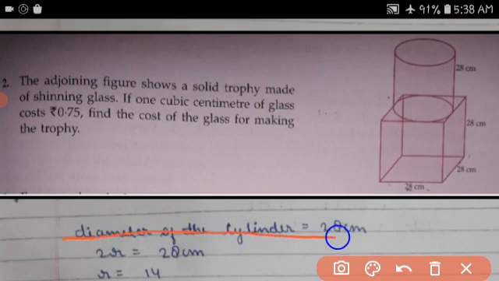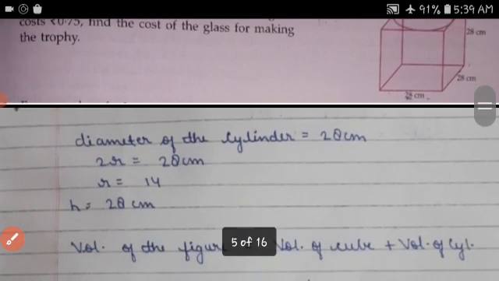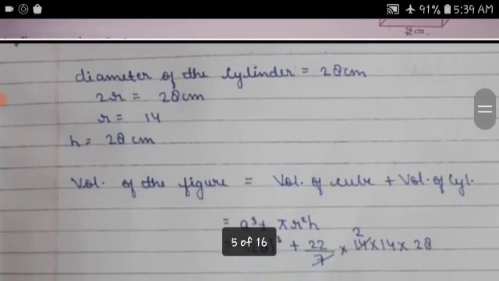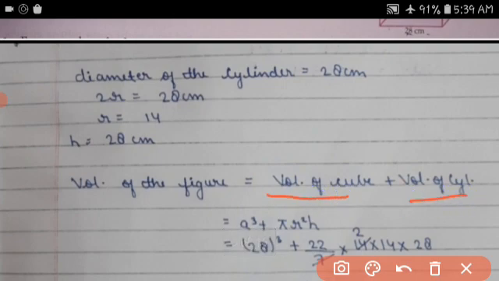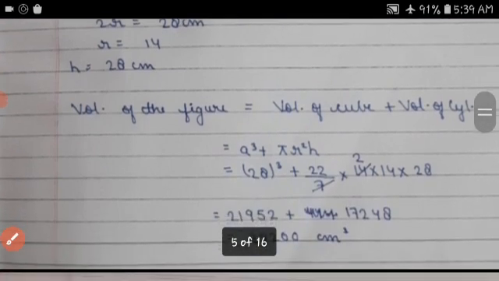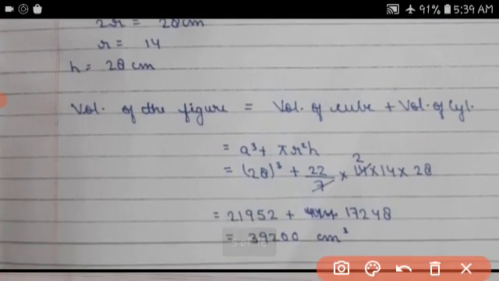Diameter of the cylinder is equal to 28 centimeter. 2r equal to 28, r is equal to 14 centimeter. Now volume of the figure is equal to volume of cube plus volume of cylinder. Volume of cube is a cube, cylinder is pi r square h. Here 28 whole cube. Now 22/7 into 14 into 14 into 28. 7 2s are 14. Now multiply 22 into 2 into 14 into 28.